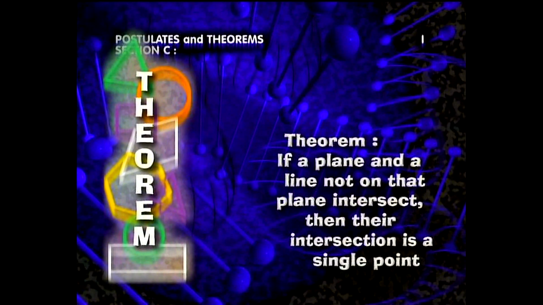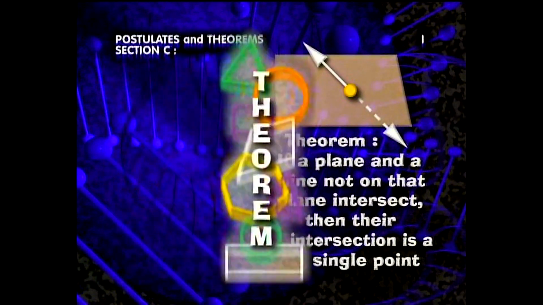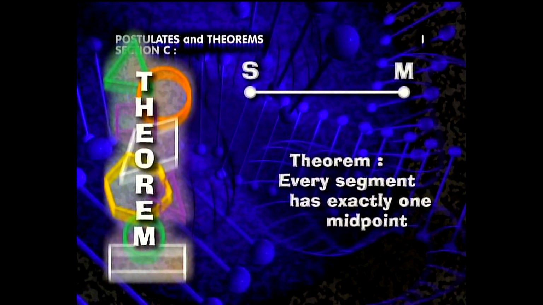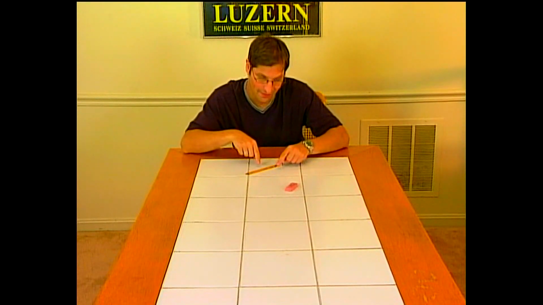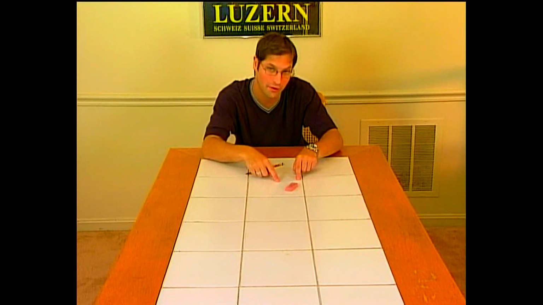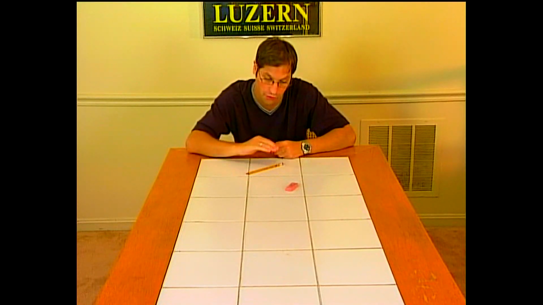If a plane and a line not on that plane intersect, then their intersection is a single point. Theorem. Every segment has exactly one midpoint. Theorem. There's a unique plane containing a line and a point which is not on that line. I've got you. So I've got a line over here and a point over here. So there's only one plane going through them both.